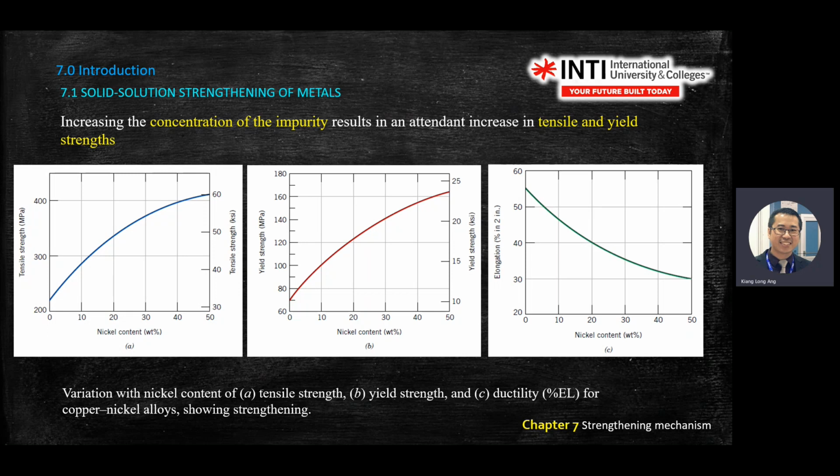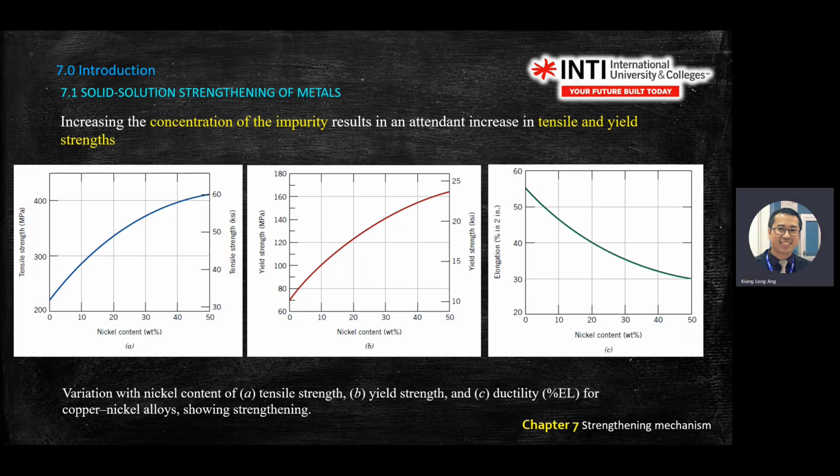The second graph is yield strength. Yield means it has already passed the elastic point, meaning it cannot go back to the original shape. This is also nickel content from 0 to 50%. Of course, it's a big graph. This is just a cropped part of the graph.